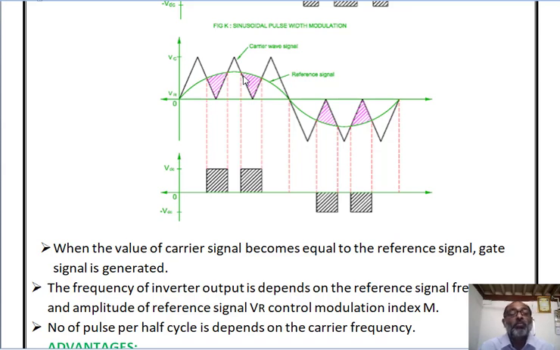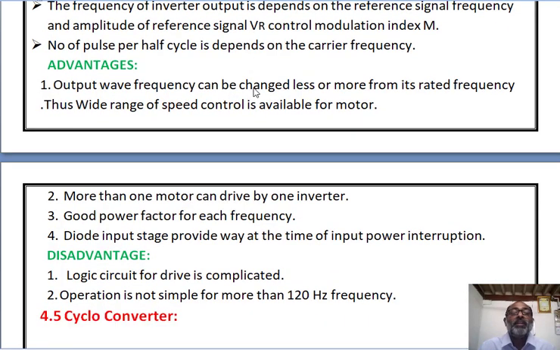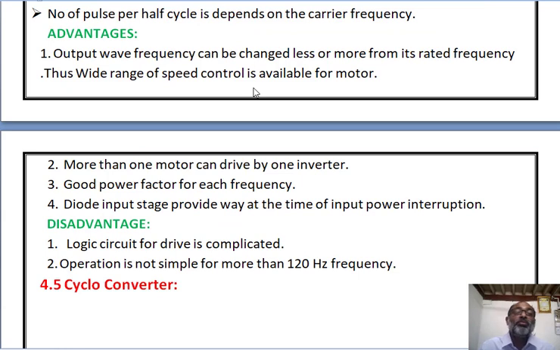The number of pulses per half cycle depends on the carrier frequency. So if we change the carrier frequency, it will change the number of pulses generated during the half cycle period. Let me see the advantages. The output wave frequency can be changed to less or more than its rated value. So by using this method, we will get a wide range of speed control for the motor. Second, more than one motor can be driven by only one inverter.